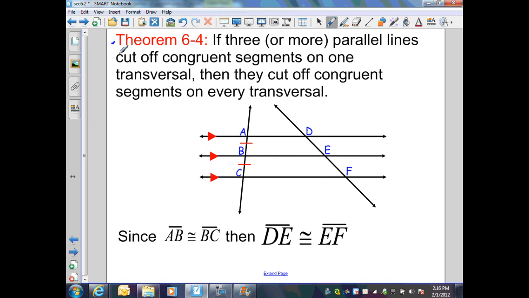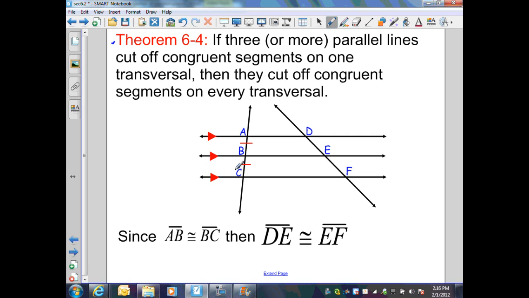Theorem 6.4. If 3 or more parallel lines cut off congruent segments on one transversal, then they cut off congruent segments on every transversal. Here we're given 3 parallel lines. The first transversal has 2 segments that are created by these parallel lines. Segment AB is congruent to segment BC.